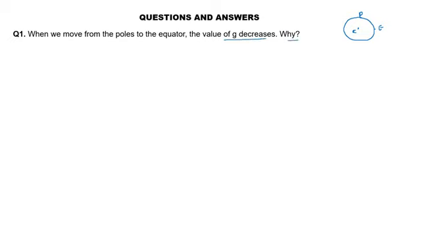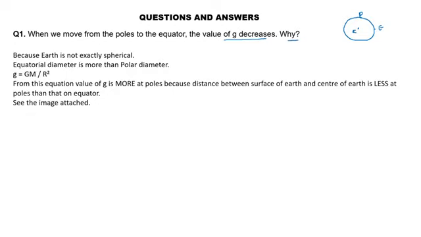Why? We know that g depends upon the square of the distance, right? With this formula, we know that the acceleration due to gravity depends upon the square of the distance. How is it proportional? It is inversely proportional. How? g is equal to capital G M over R square. Okay, g is at the numerator whereas R is at the denominator, so they are inversely proportional. g is inversely proportional to the square of the distance, the square of the radius, you can say.